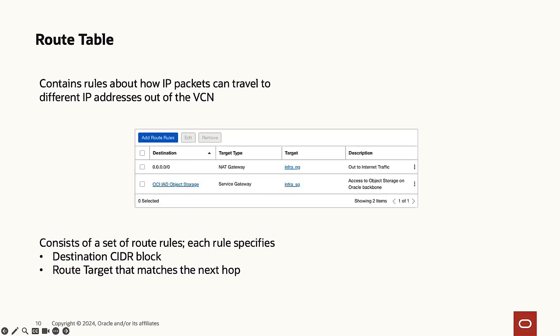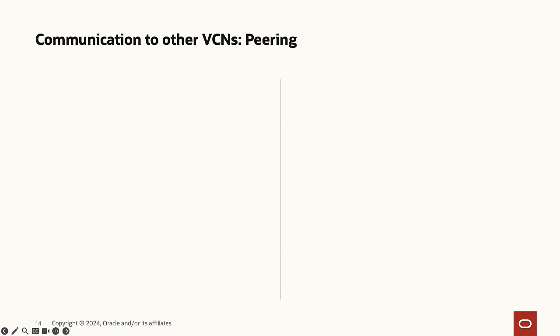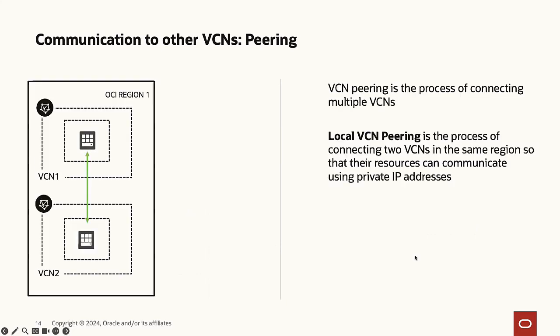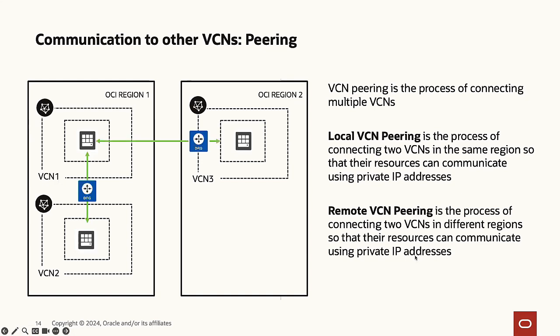All right, so the last thing that I'll discuss before jumping into the OCI console and doing a demonstration for everyone is peering. So peering is the process of connecting multiple VCNs together. We have local VCN peering. This is the process of connecting two virtual cloud networks, two VCNs within the same region, so that the resources can communicate using private IP addresses. And then we also have remote VCN peering. So with remote VCN peering, this is the process of connecting two VCNs in different regions so that the resources can communicate using private IPs.